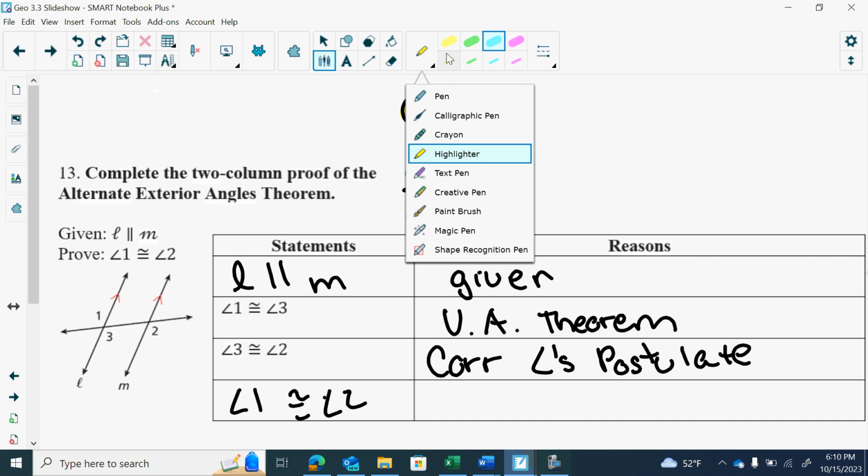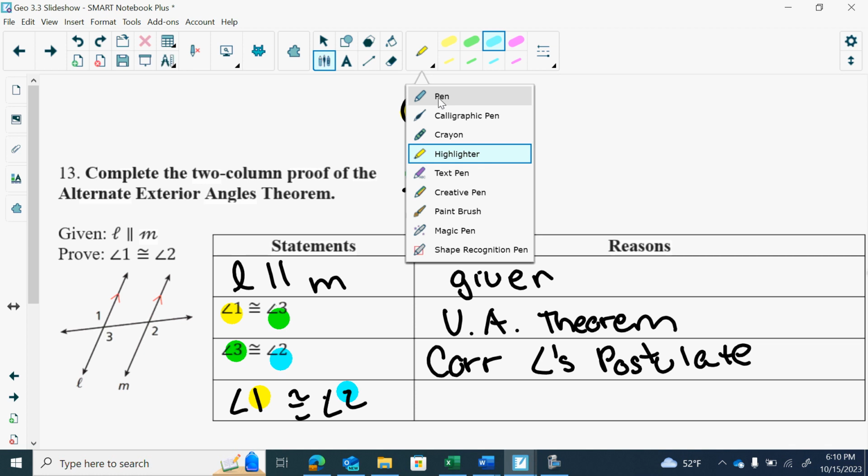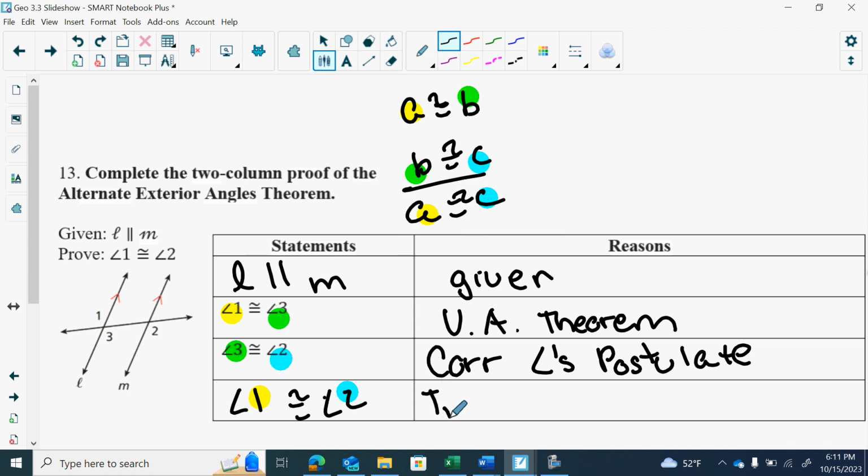So we were talking about how this is going to be the transitive property of congruence, because I have A is congruent to B, and B is congruent to C, so that means A is congruent to C. Let's see if we have that. We have angle 1 is congruent to angle 3, and then we have angle 3 is congruent to angle 2, which means I can say angle 1 is congruent to angle 2 by the transitive property of congruence. So if you were stuck on that one, there's your answer.